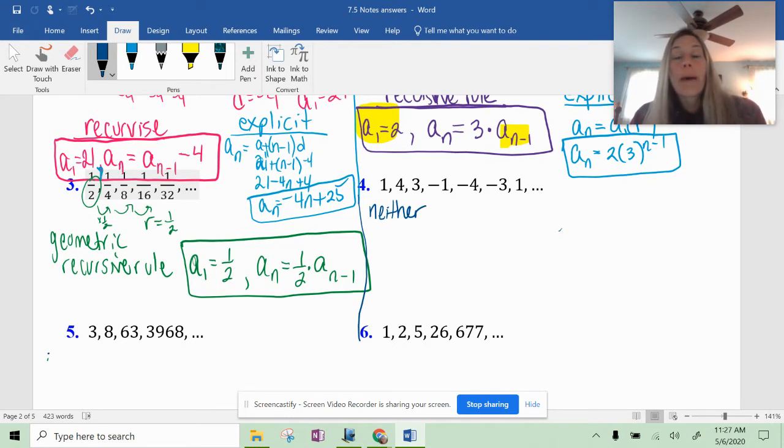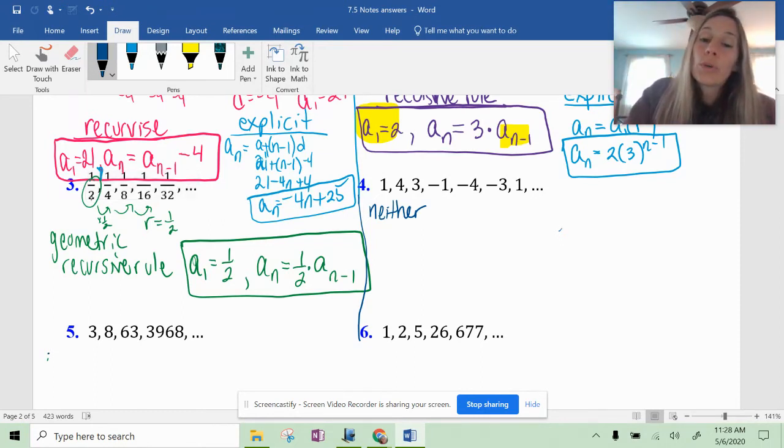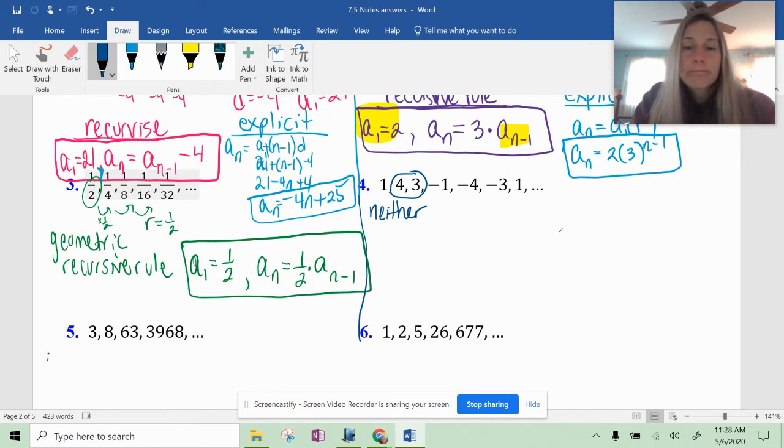So when it's a neither pattern, those are a little bit challenging, because you're going to have to play around with the numbers and see if you can figure out what you can do to any number or term in the sequence to create the next number. I don't usually like to start with ones, because there's so many things you could do to a 1 and still get a 1. So usually I'll start with the first couple numbers I see that are not ones or zeros. So what can I do with a 4 and a 3 to get a -1?